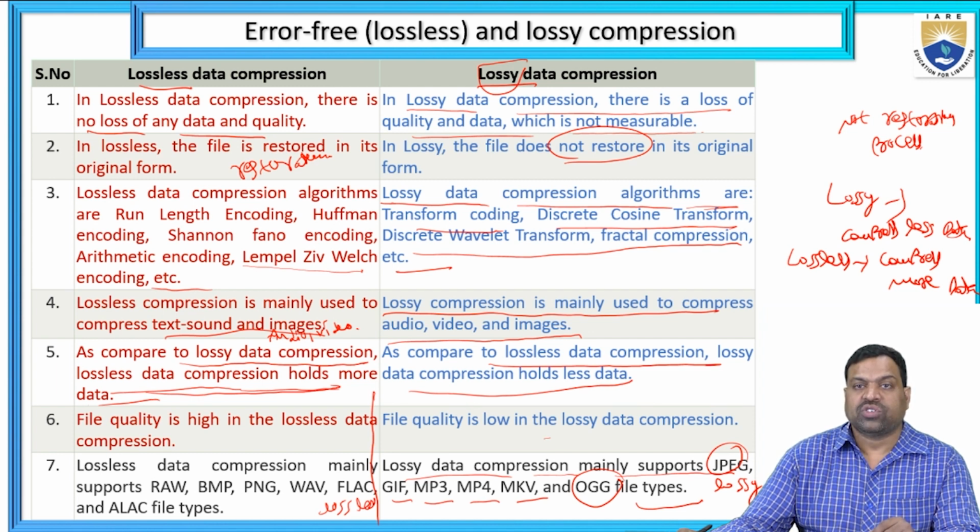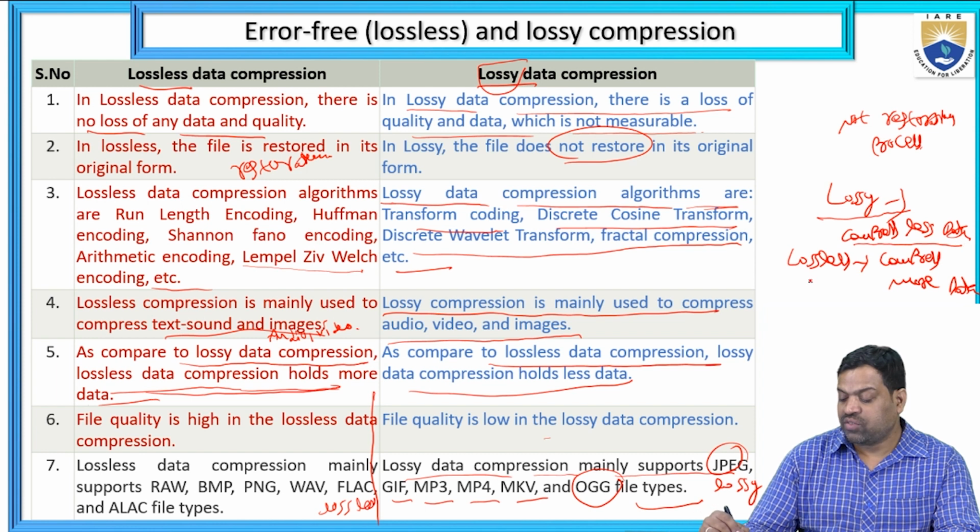Lossless compression is mainly used to compress text, sound, and images. Lossy compression is mainly used for audio, video, and images. As compared to lossy data compression, lossless data compression holds more data. When going for lossy, we compress more data away, and with lossless, less data is removed.